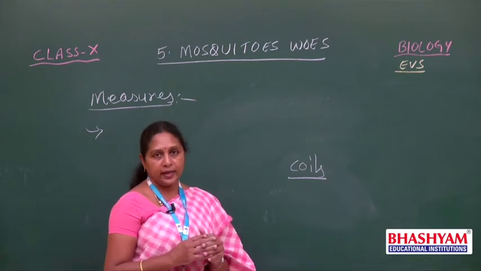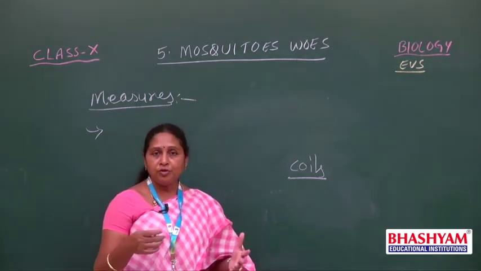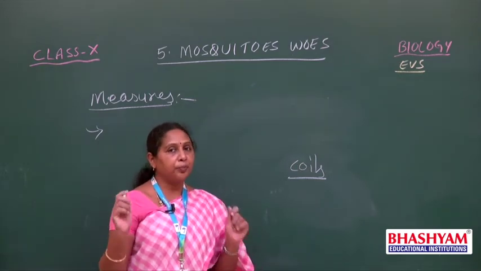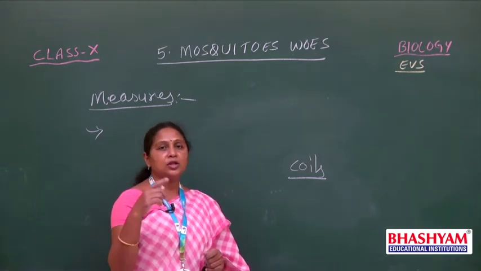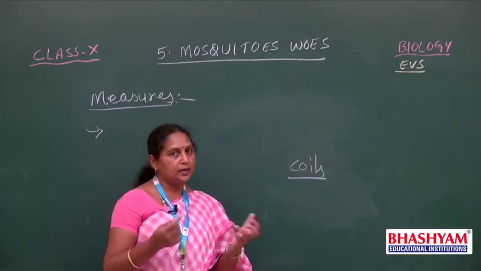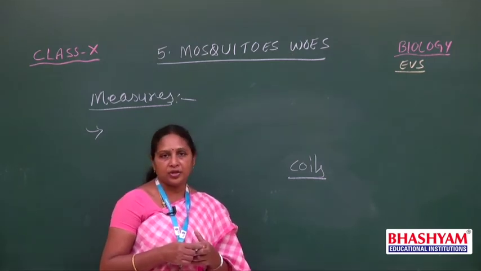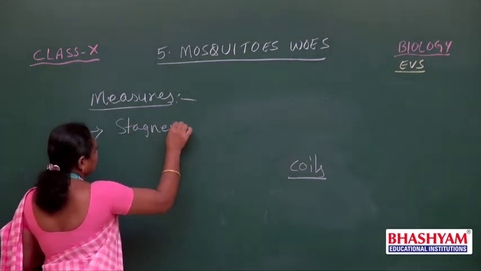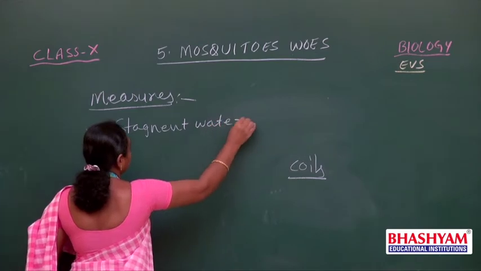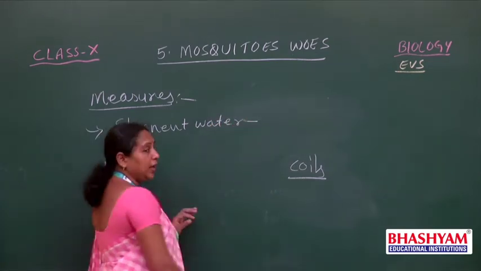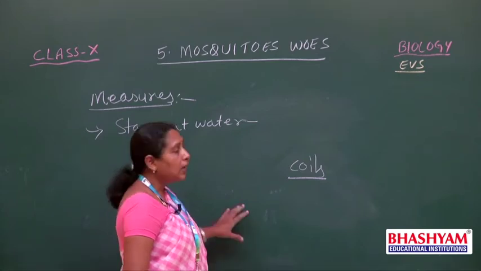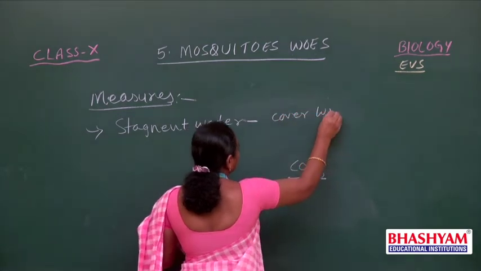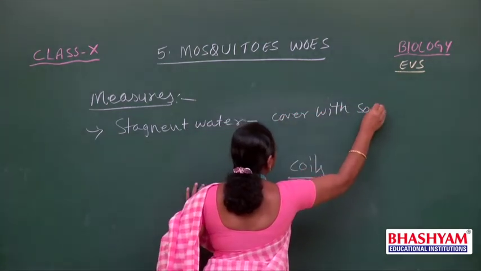So in the rainy season, the first step is, if you use gumshoes, raincoats or umbrellas, you should dry them perfectly. Then the eggs on them will dry up, and the mosquito population is controlled. The second one is, if there is stagnant water, what should we do? The simple method is to spray kerosene oil on that water, or cover that water with soil. Covering with soil is one of the best methods.